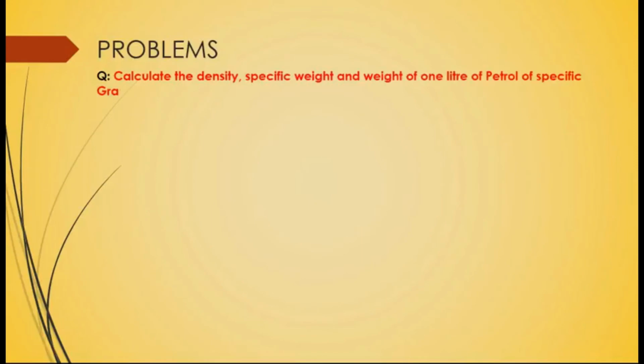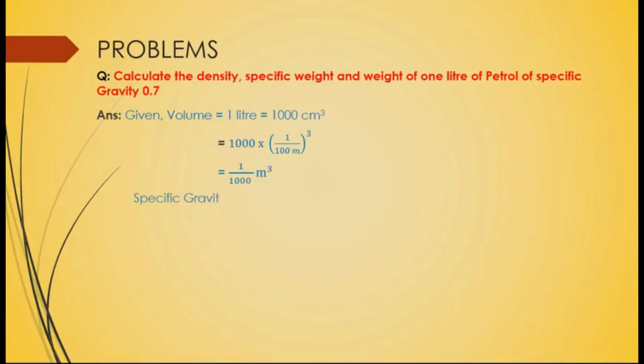Let us see a problem now. The question is to calculate the density, specific weight and weight of 1 liter of petrol of specific gravity 0.7. So what have they given us? Initially they said 1 liter of petrol, so the volume is 1 liter, that is 1000 centimeter cube. We can convert it into meter cube. Because 1 centimeter is 1 by 100 meter, taking the whole cube, we get 1 by 1000 meter cube. Specific gravity they have given us as 0.7.